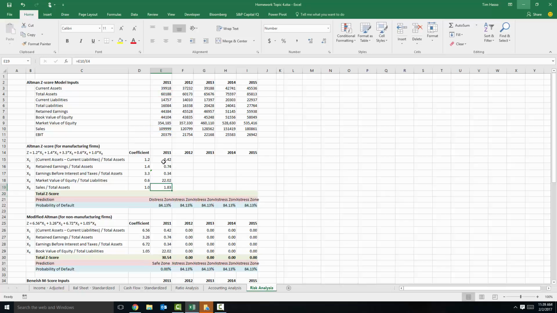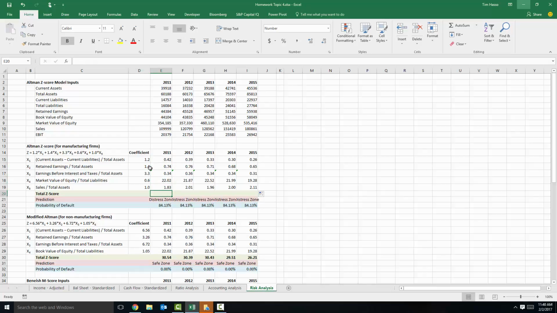So that gives us all of the information that we need for 2011. Again, I'm just going to highlight all 5, go to the bottom right, and essentially just drag it to the right. So what we have now is we've calculated these ratios for each particular year. So in order to get the Z-score, what we need to do is multiply each coefficient by the value of that year and then add that coefficient multiplied by that value and so on.